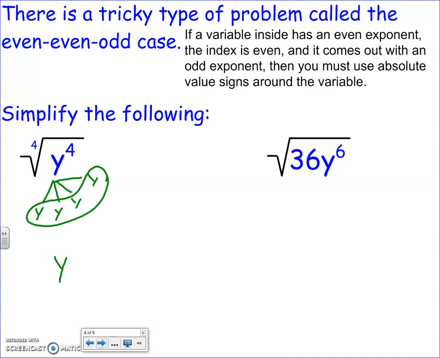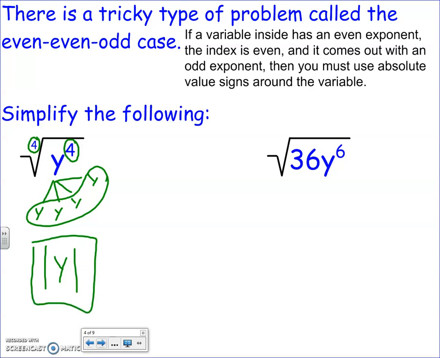There's some left inside, so y comes out with a positive 1 exponent. Alright, so inside was even, 4. Here's the even index, there's the other even, and here's the odd. If it is even, odd, you must put absolute value around the letter in your final answer. Final answer is absolute value y. The reason we put it there is because we don't know what y is.